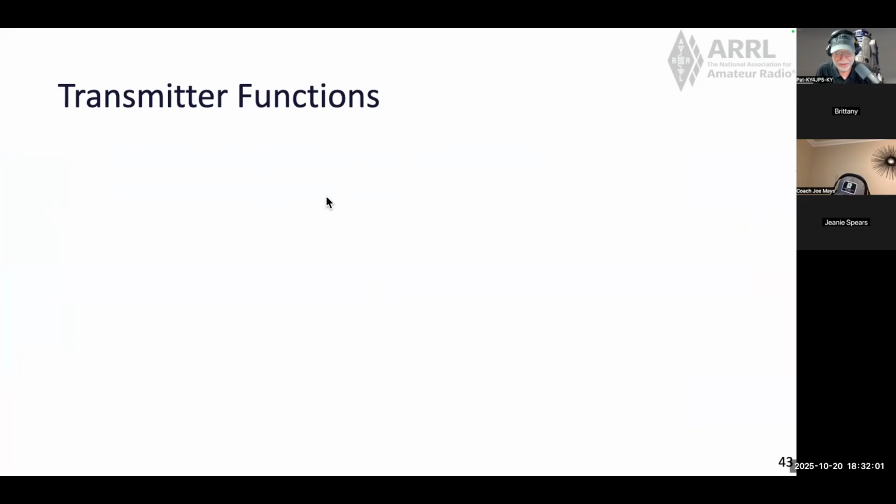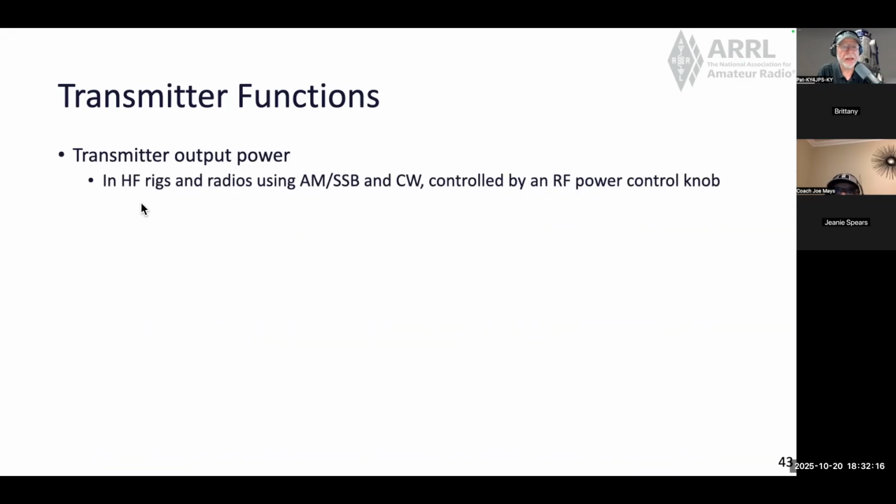All right, we're going to pick up on module 5 here, transmitter functions, and that's talking about your radio sending signals out. And we're going to talk about transmitter output power, and how that's adjusted. In most radios, you can adjust your output power.